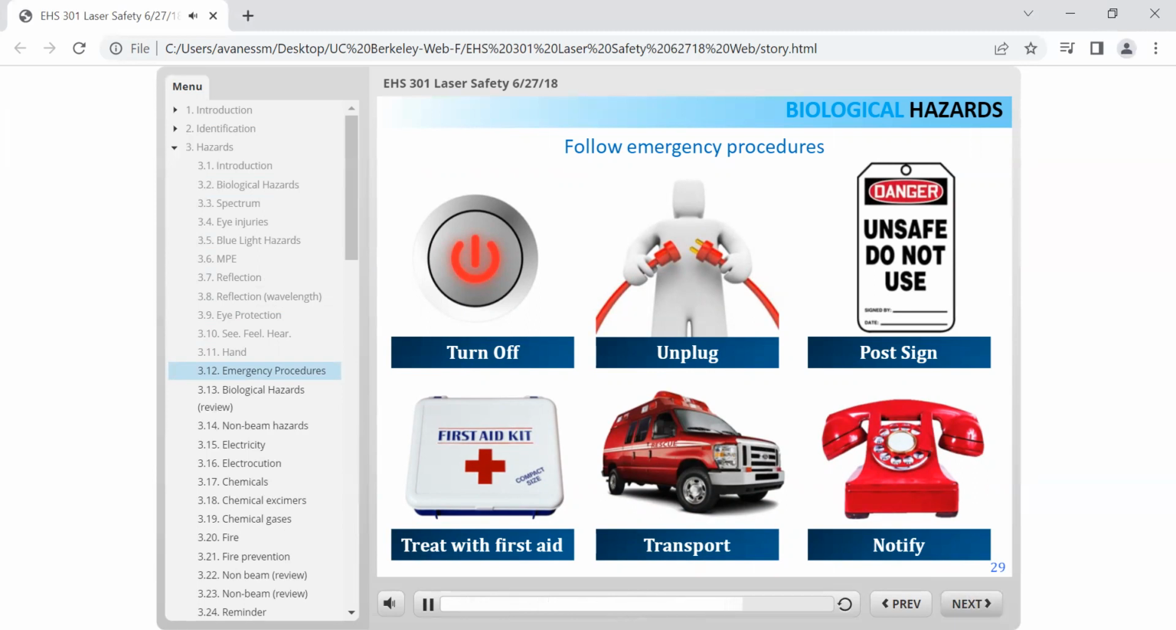Those with eye injuries should be kept calm and in an upright, seated position to minimize blood pressure to the eyes. Finally, notify EH&S or the laser safety officer if you suspect a laser eye exposure.